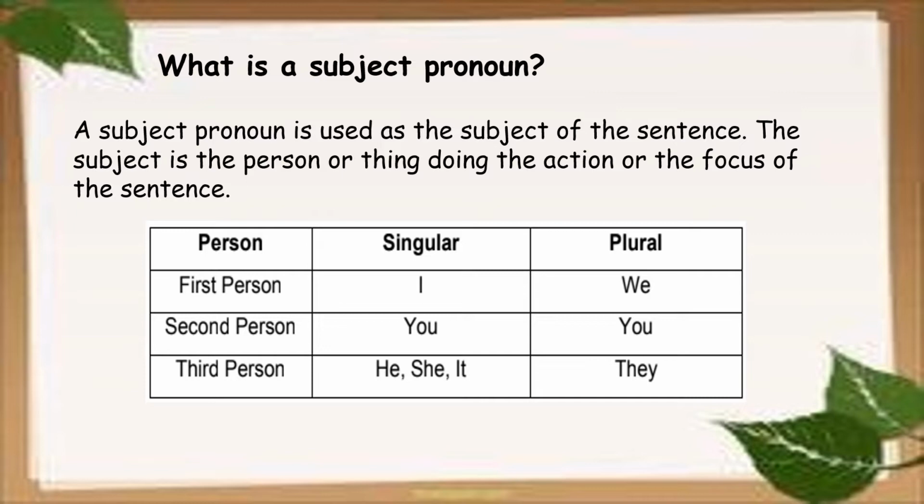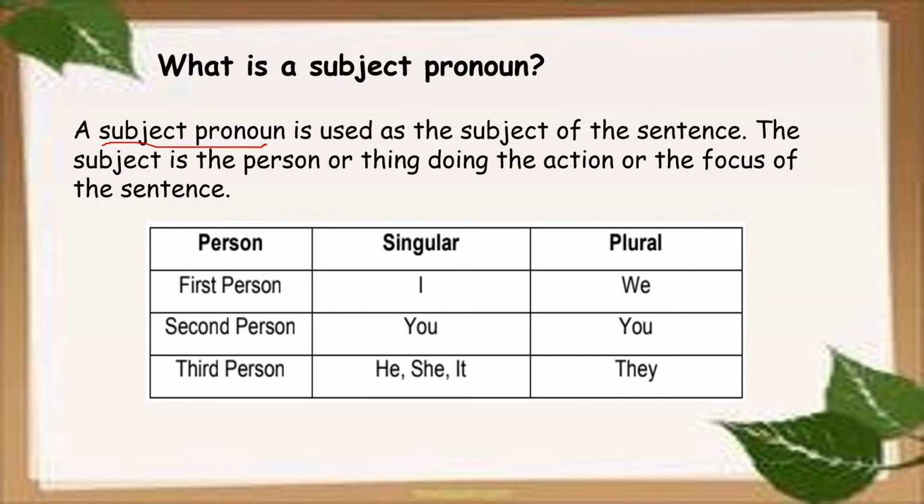What is a subject pronoun? It says here that a subject pronoun is used as the subject of the sentence. The subject is the person or thing doing the action or the focus of the sentence. So we have here person as a first person, second person, and a third person, and then whether it is in singular form or in plural form. So for the first person, we use I, and for plural, we use we. So it means many. This one means only one.